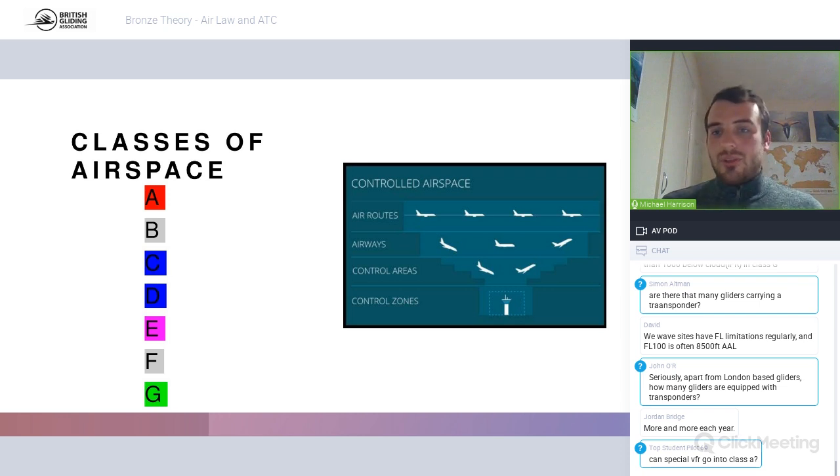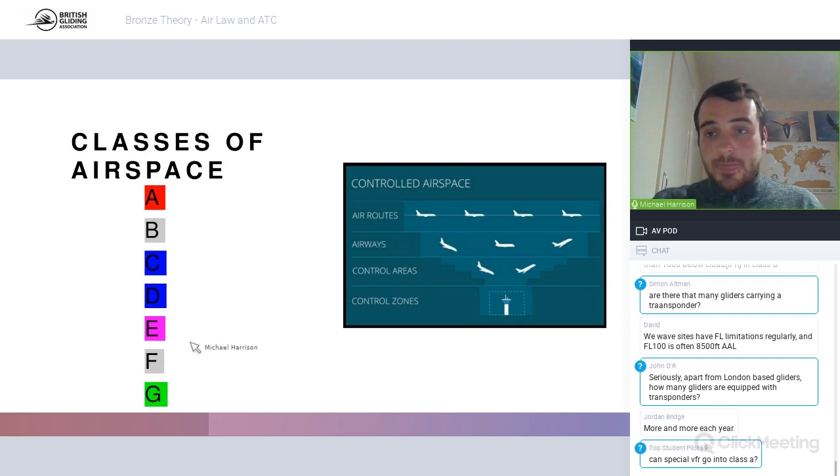Class E is an interesting class because it's uncontrolled airspace if you're VFR, and it's controlled airspace if you're IFR, meaning if you're flying IFR, you need an explicit clearance to fly in it. If you're VFR, you can enter Class E without a clearance. Now, there is this caveat to that. Most Class E airspace is established along with a transponder mandatory zone, which is something I'll come on to shortly. So although you don't need a clearance to enter the Class E, the TMZ might cause you more problems as a VFR glider.